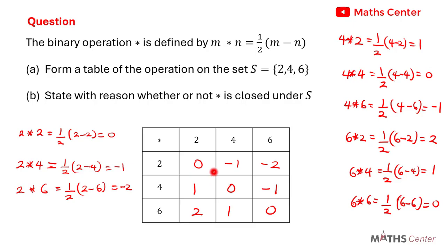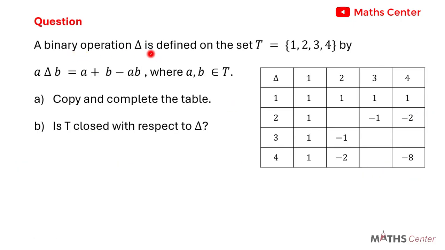So because there are some members that are produced by the binary operation star that are not in set S, we can say that the binary operation star is not closed under set S. Let's consider the next example. A binary operation delta is defined on the set T with members 1, 2, 3, 4 by A delta B is equal to A plus B minus AB, where A and B belong to T. A. Copy and complete the table. B. Is T closed with respect to delta?